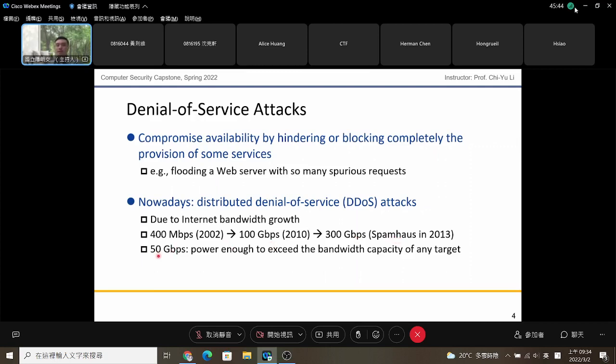So nowadays you need to generate at least 50 gigabits per second so that you can exceed the bandwidth capacity of any target. Here you can see this is very high. For example, for our school, our campus, or for our own home networks, it is very difficult to generate such large bandwidth. So if we want to generate such a large number, we need to aggregate the bandwidth from many machines. So this attack is called distributed denial of service.